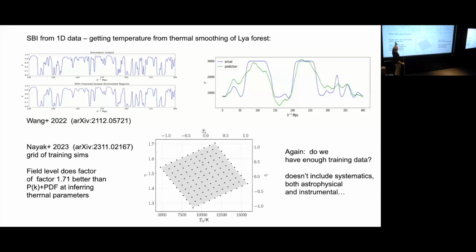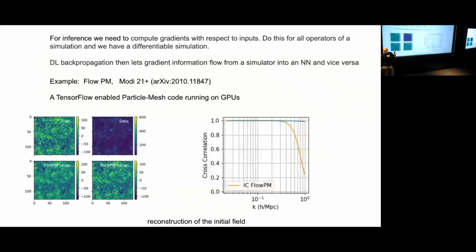So here's another piece of work where this is their training data grid. And you can see every point here is a simulation with different parameters, the mean temperature and the slope of the temperature density relation. Again, do we have enough training data? It doesn't include noise, doesn't include astrophysical or instrumental systematics. So, we really have to think about, can we include all that?